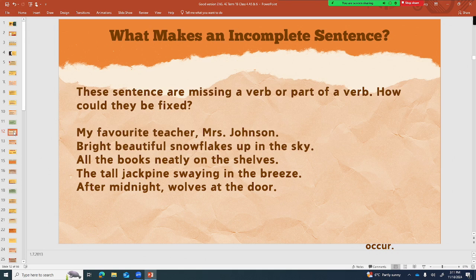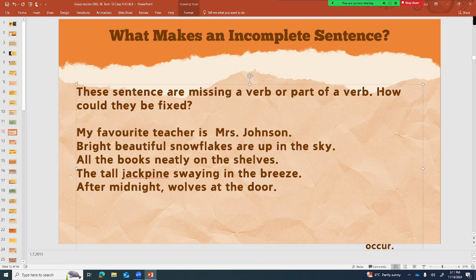These sentences are missing a verb or a part of a verb. How could they be fixed? My favorite teacher, Mrs. Johnson. I could simply say, instead of putting a comma here, my favorite teacher is Mrs. Johnson. And that's my verb. Bright, beautiful snowflakes up in the sky. That's got so many words it almost sounds like a sentence, but it's not quite. I could say bright, beautiful snowflakes are up in the sky. Or I could say I see bright, beautiful snowflakes up in the sky. Either way.